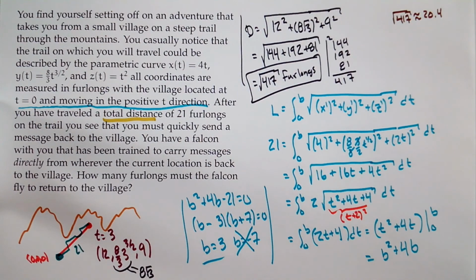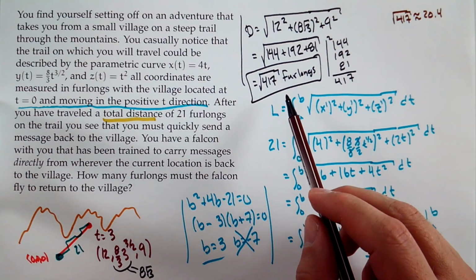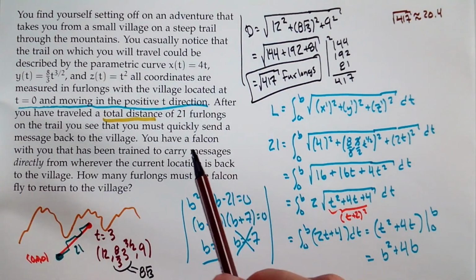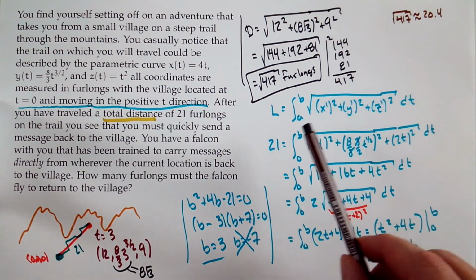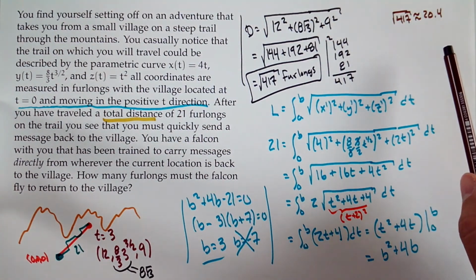Now, what's our check? Well, our check is whatever distance the falcon has to fly, it better be less than the distance we've traveled. Because if somehow the falcon had to fly a longer distance, that means that we've made a terrible mistake, because it can't be the case that the straight line distance is longer than our roundabout way. So this is a nice confirmation that it's possible that we did things right. Well, of course it's more than possible. We were careful. You might say, wait a second, we traveled 21, the falcon is going 20.4.